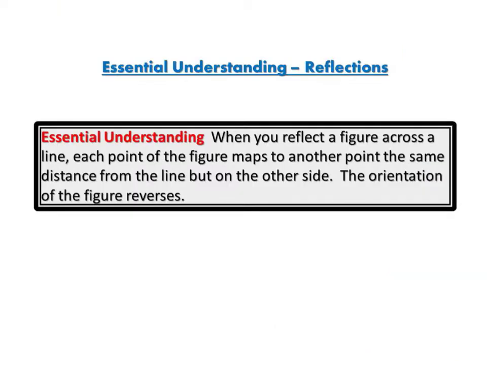What you need to know at the end of this lesson is that when you reflect a figure or an image across a line, each point of the figure maps to another point the same distance from that line, but on the other side of the line. The orientation of the figure reverses.